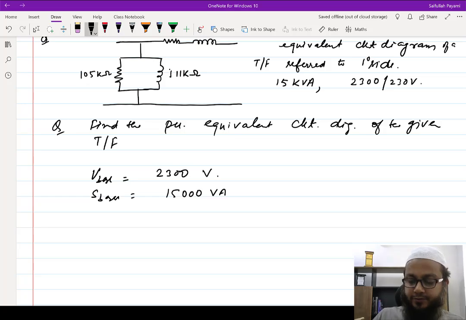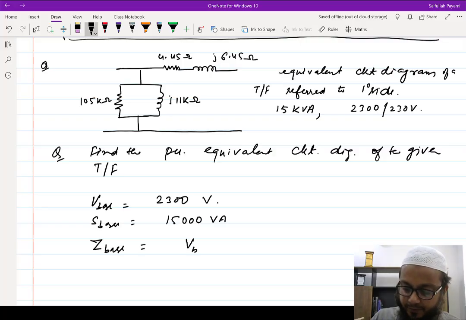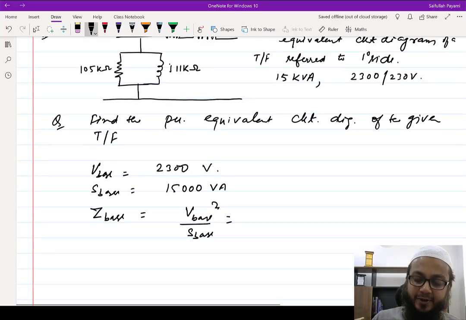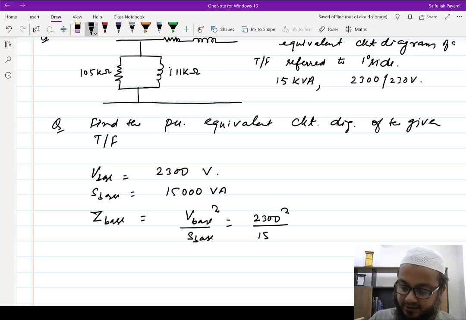So we need to convert these impedances. What would be Z base here? Z base would be V base whole square upon S base. Once we know the Z base, we can convert these impedances to the per unit system. So V base is 2300 whole square upon S base is 15,000 VA. This would be in ohms, and this will come out to be 352.66 ohms.